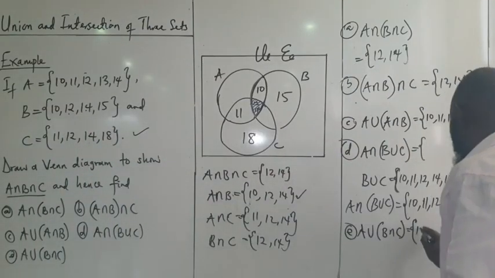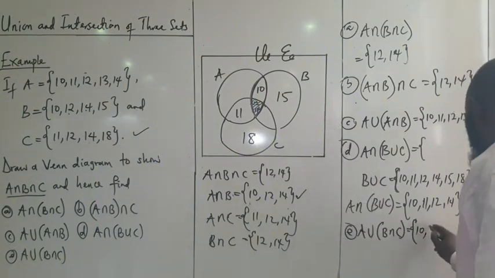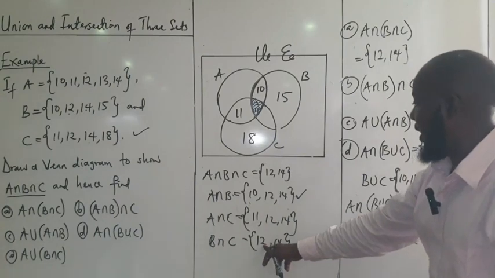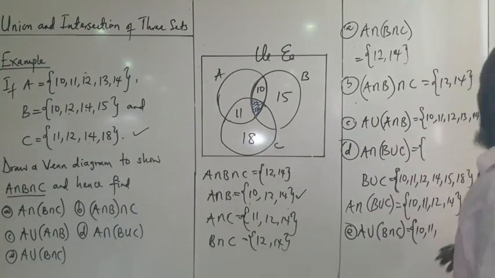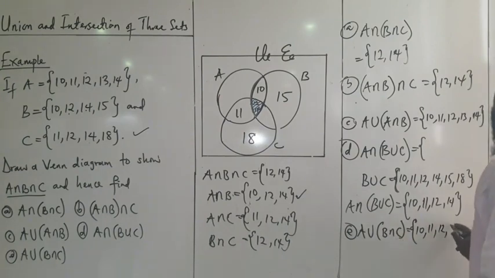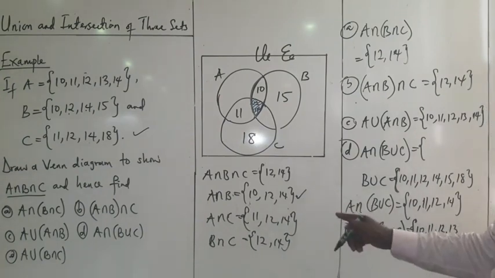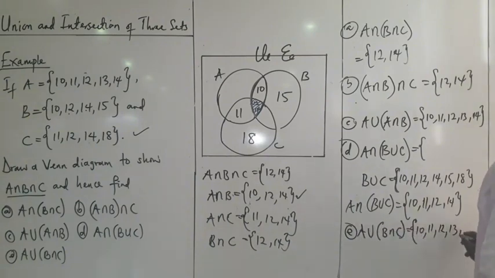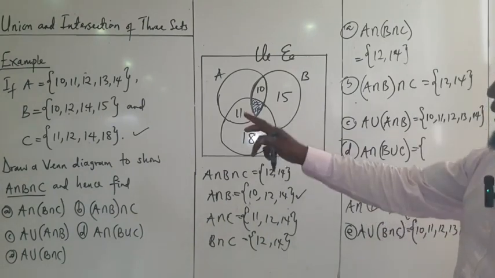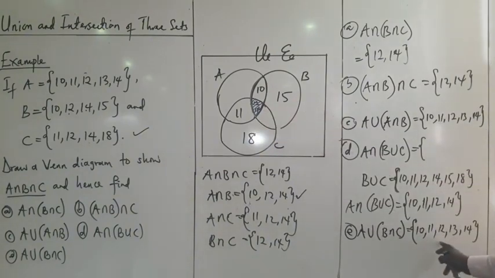So let's look at them together. We have 10 is there, 11 is also there. Here we don't have, we have 12. 12 is also there. It is union, don't forget. Then we have 13. We have 14. Do you have anything left? So we have 10, 11, 12, 13, 14. So this is what we have.